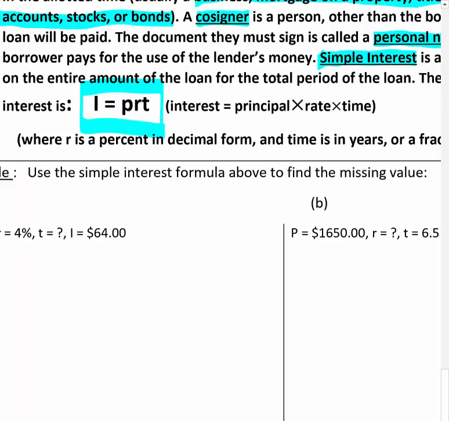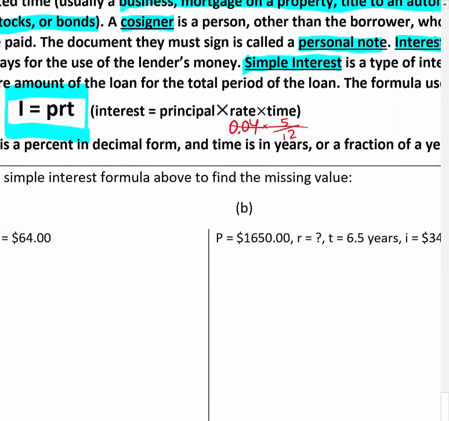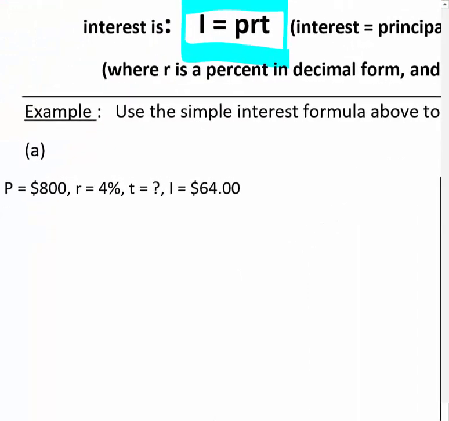So like if they said, oh, the interest rate is 4%, you're not going to put a 4 here, you're going to put a 0.04. And then time, if they said like 5 months, you'd have to put 5 months out of 12 because it has to be a fraction out of a year. Something like that. I think the more of these we do, the easier it'll get.